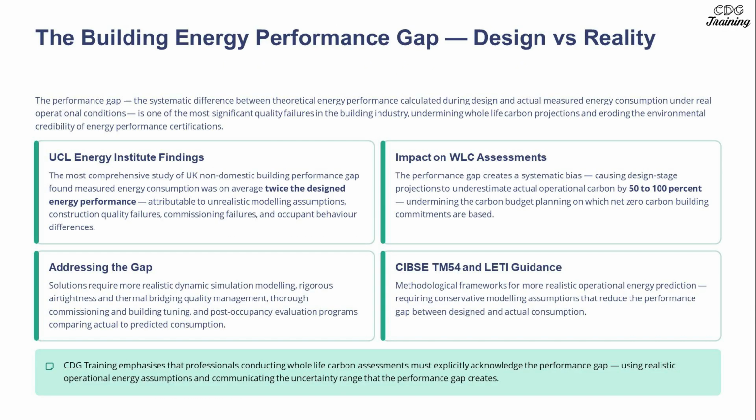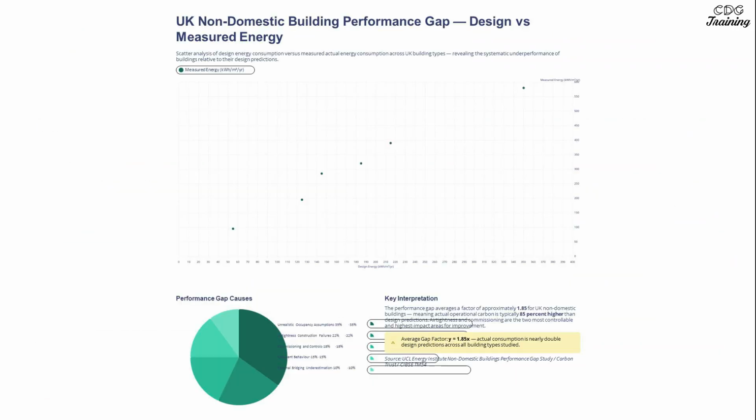The performance gap is the difference between theoretical and actual energy performance. Addressing this gap involves rigorous analysis and communication to ensure buildings meet their energy efficiency goals. This analysis reveals the disparity between design and measured energy use in UK non-domestic buildings. It emphasizes the need for accurate predictions and adjustments to close the performance gap.